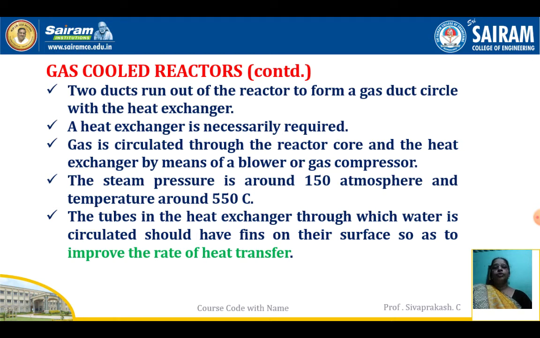Two ducts run out of the reactor to form a gas duct circuit with the heat exchanger. A heat exchanger is necessarily required. Gas is circulated through the reactor core and the heat exchanger by means of a blower or gas compressor. The steam pressure is around 150 atmospheres and the temperature is around 550 degrees Celsius. The tubes in the heat exchanger through which water is circulated should have fins on their surface so as to improve the rate of heat transfer.